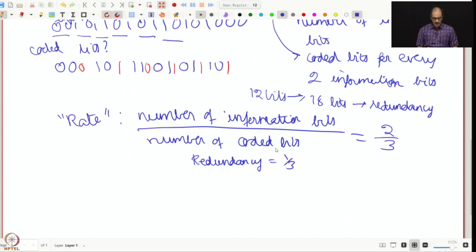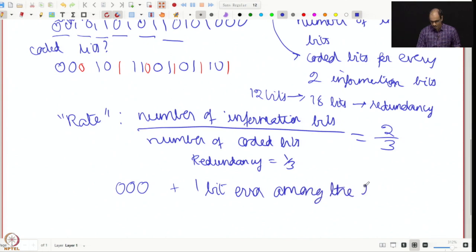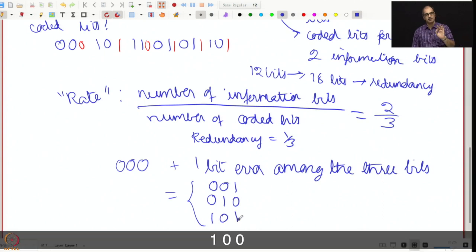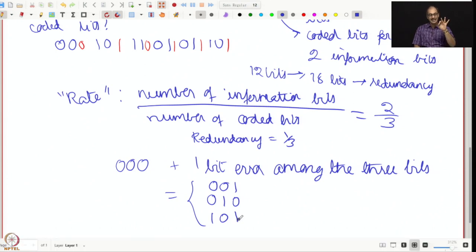So in general, when you have an (n, k) code, we will go through it, the rate will be k by n. Now let's actually analyze this particular code. What happens? Let's say that 0 0 0 is sent, and let us say that exactly 1 bit error occurs. Among these 3 bits, exactly 1 goes bad, meaning one of the bits got flipped. So you got either 0 0 1, 0 1 0, or 1 0 0. These are the 3 possible 1 bit error patterns for this block of 3 coded bits.